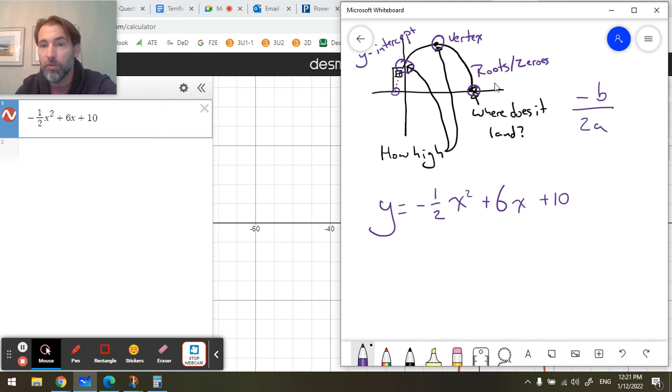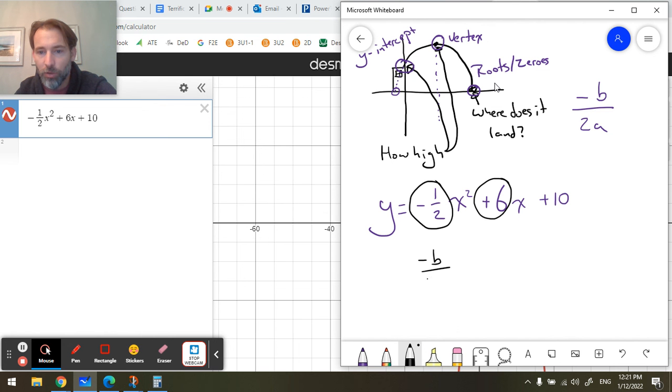So over here, negative b over 2a gives me the x value of the axis of symmetry. Negative b is this number, but negative, and then 2a is that number. All right, so let's see. Negative b over 2a is going to be the equation of the axis of symmetry of this parabola. The axis of symmetry always crosses through the vertex.